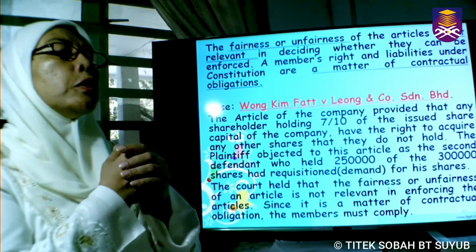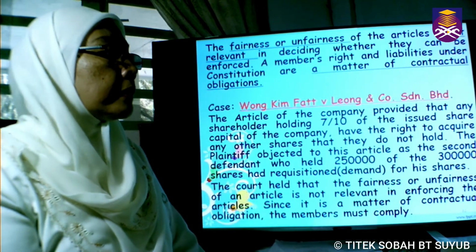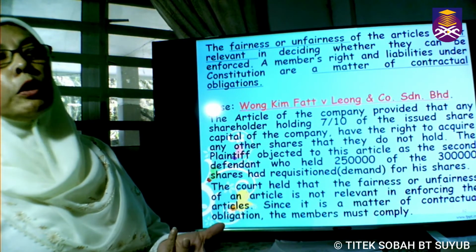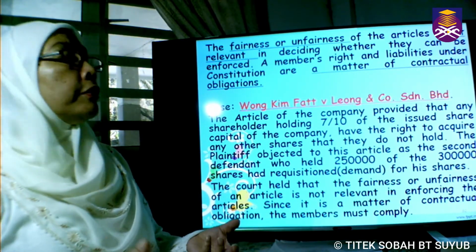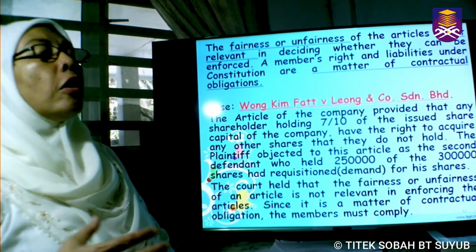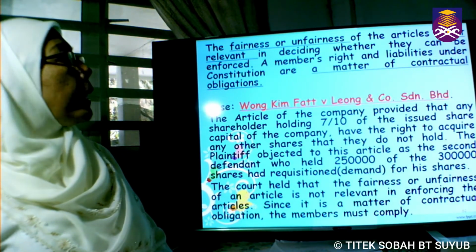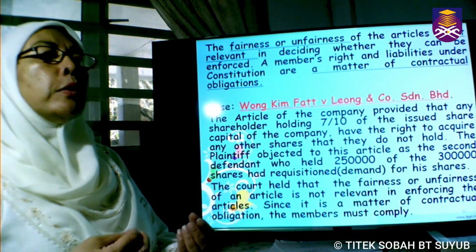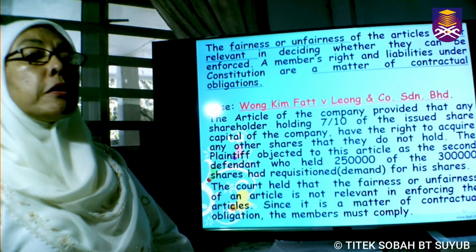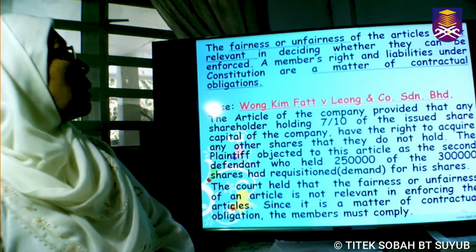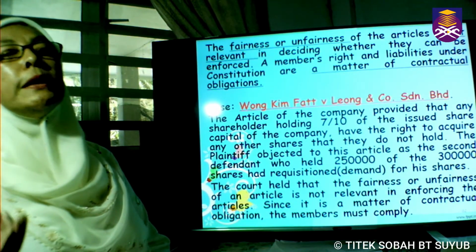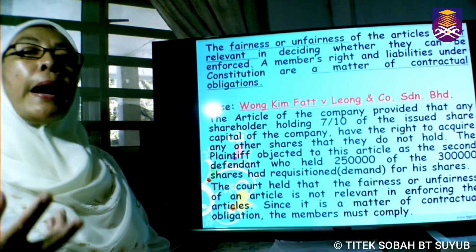They have consented to the constitution, and because of that, whether the content of the constitution is fair or unfair, it's not relevant. It's not relevant. Why? If you say that it's unfair, why do you want to become one of the members of the said company? Okay? Because this is a matter of contractual obligation which has been agreed by all parties.